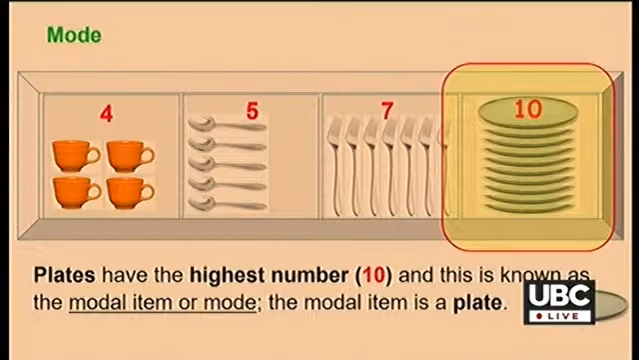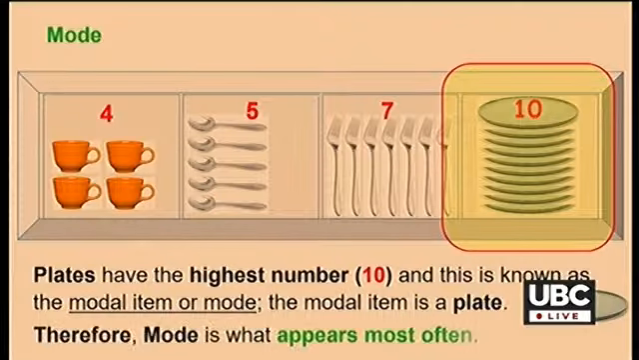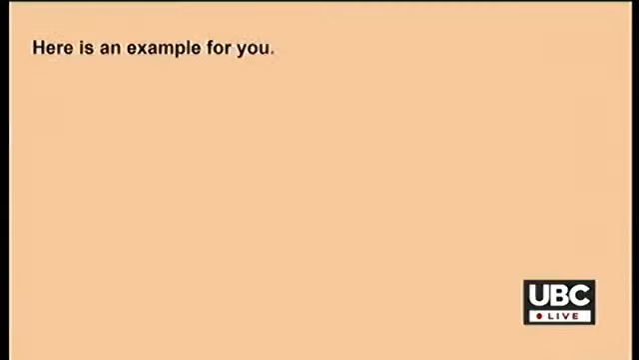And what does this mean? It means that our modal utensil in the house, or our modal item, is a plate, and the mode is 10. So what does mode mean? Mode is what appears most often. So if we have the number of utensils in the house, and you find that the plates have the highest number, then the modal utensil is going to be a plate. So I think by now you're well versed with the word mode, and you can tell what mode is.